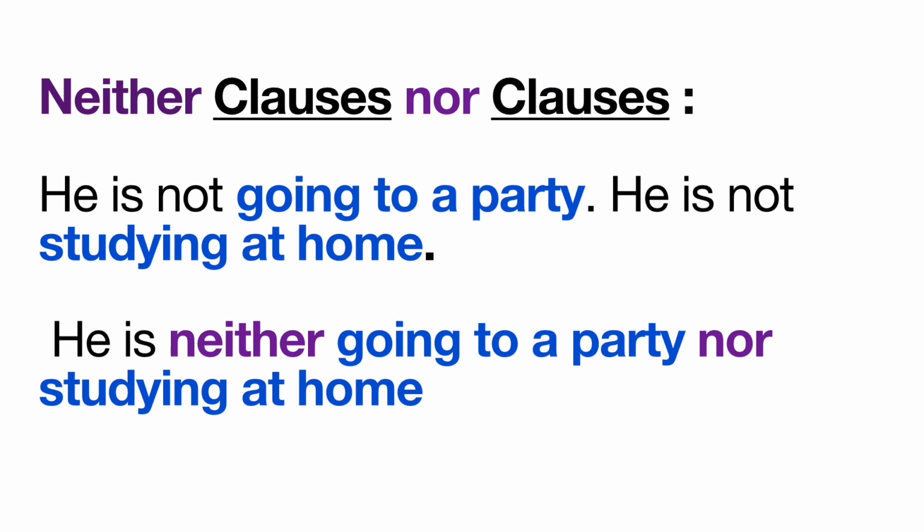Next structure is neither clause nor clause. He is not going to a party. He is not studying at home. So these clauses, going to a party, studying at home, both these clauses are different. We will place neither before one clause and nor before the second clause. The structure will be: he is neither going to a party nor studying at home.